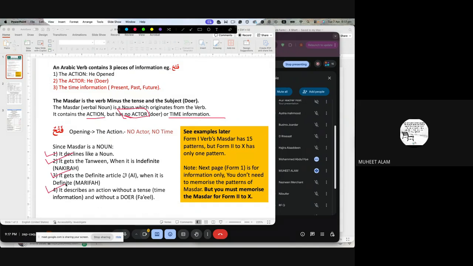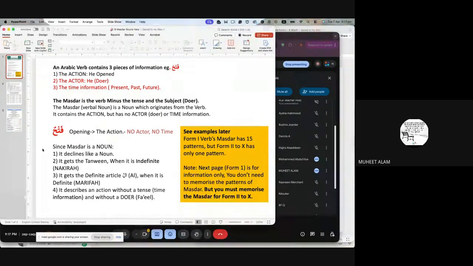So to summarize this, we can say that the Masdar is just an action or the idea of an action without the subject and without the time. It has some difference with the verb, because the verb has action, actor, and time. But Masdar just has the action. Okay, let's move to the next page, please.